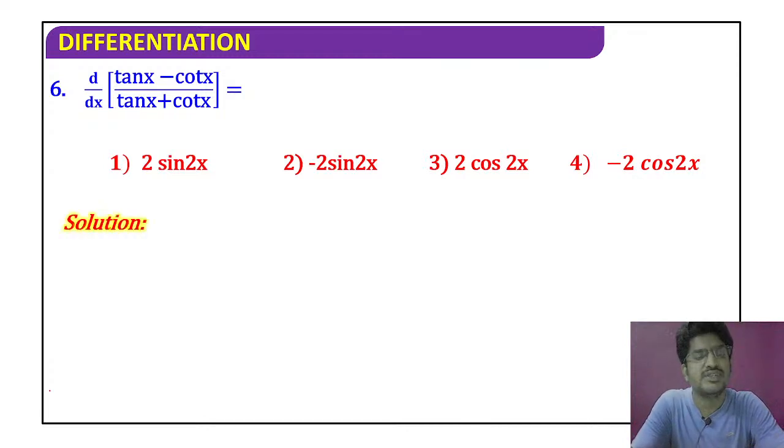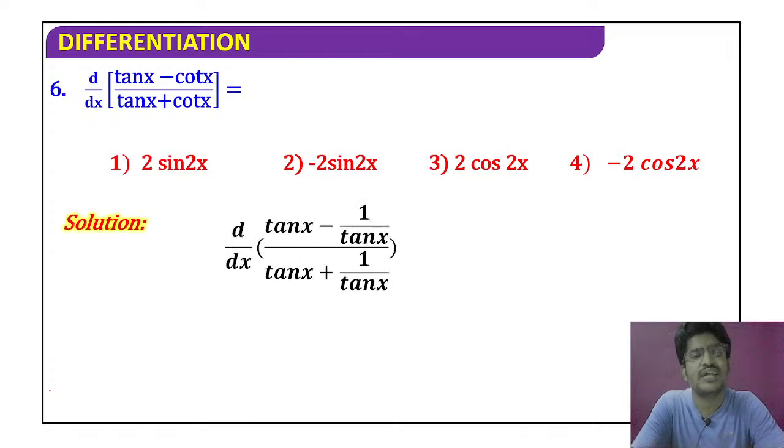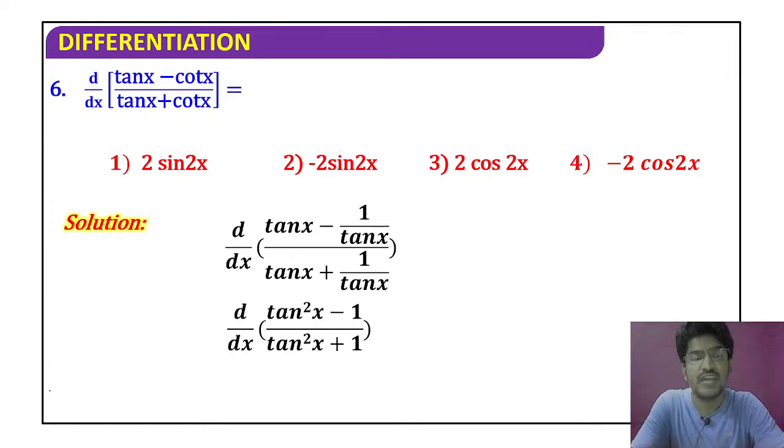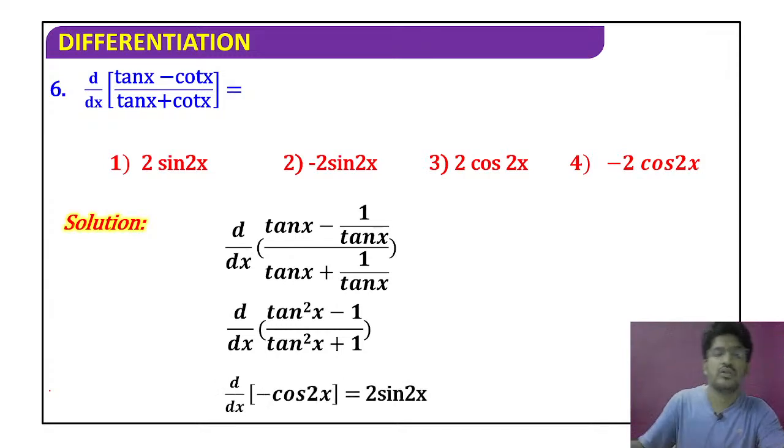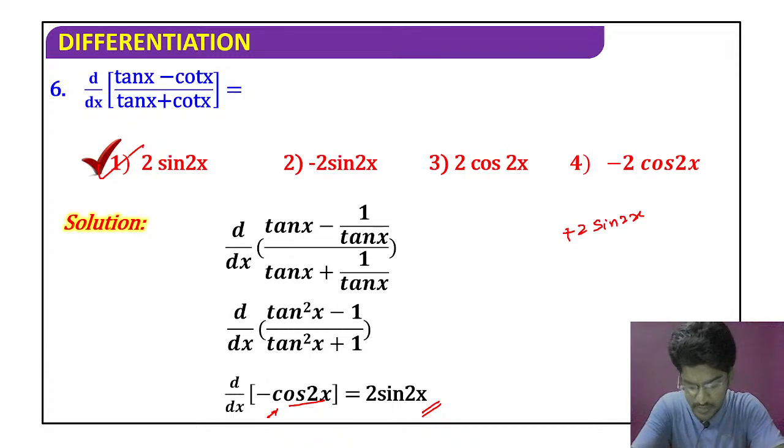Clear? So just see that differentiation of tan x minus 1 by tan x, because cot can be written as 1 by tan x. So therefore it can be reduced to tan square x minus 1 divided by tan square x plus 1. Now this tan square x minus 1 divided by tan square x plus 1 can be given by minus cos 2x. So now what is the differentiation of cos 2x? That is minus 2 sin 2x. So already you have minus sign, minus into minus will be plus. So therefore 2 sin 2x will be your answer. That is option 1 is going to be the right answer. Clear?